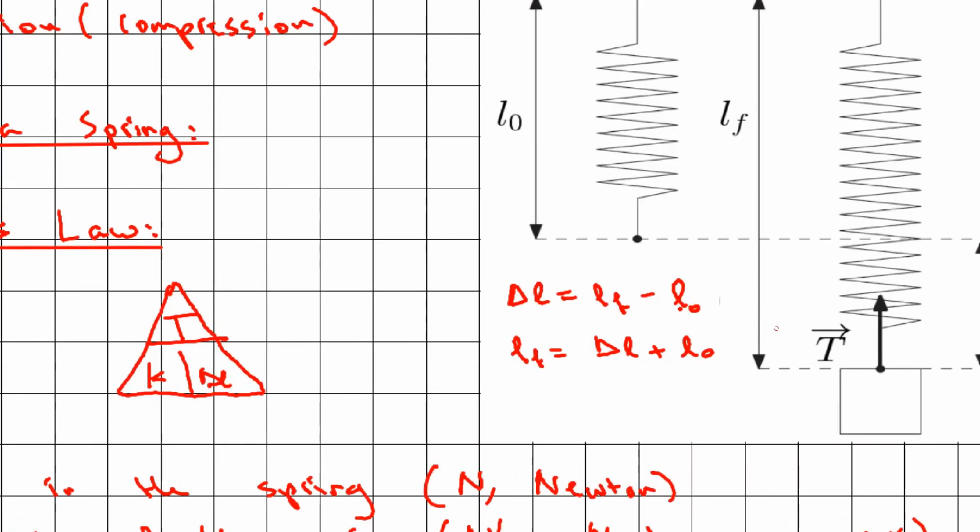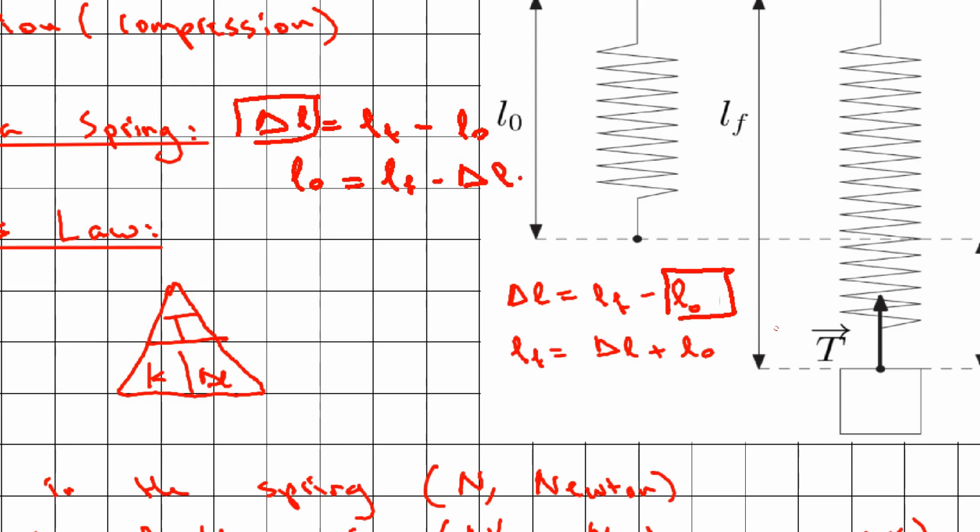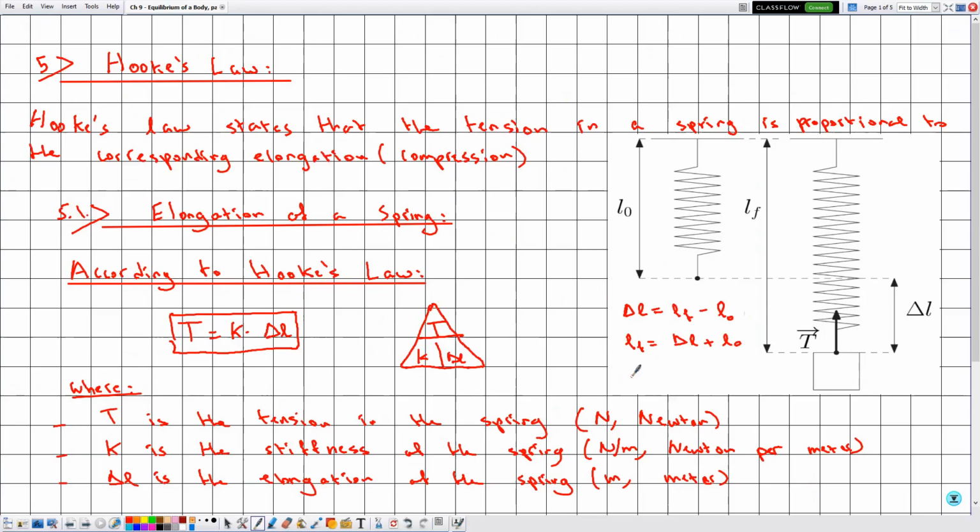Now we can do the same if we consider that the initial length is the unknown. Then in this case we can write that delta L is equal to the final length minus the initial length. Dragging the initial length to the left hand side, it will gain another minus sign, so it will be L0. And dragging delta L to the right hand side, it will gain a minus sign, it will be minus delta L. So in this case the initial length is given by the final length minus the elongation delta L. So this is it regarding the elongation of the spring.